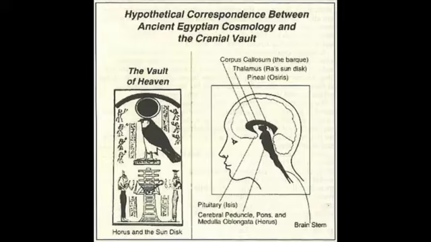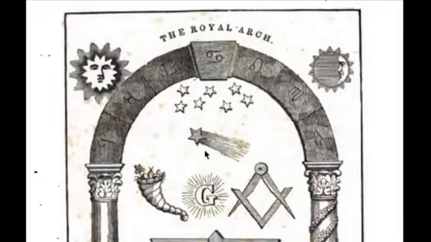The vault of heaven corresponds to the human skull, and the third ventricle or the fornix inside the brain is the vault of heaven corresponding to ancient Egyptian cosmology. And again, I mentioned that the fornix is called the fornix because it means an archway. And here we're looking at the Freemasonic Royal Arch. Later on in the video, I will tie this in as to why it's royal.